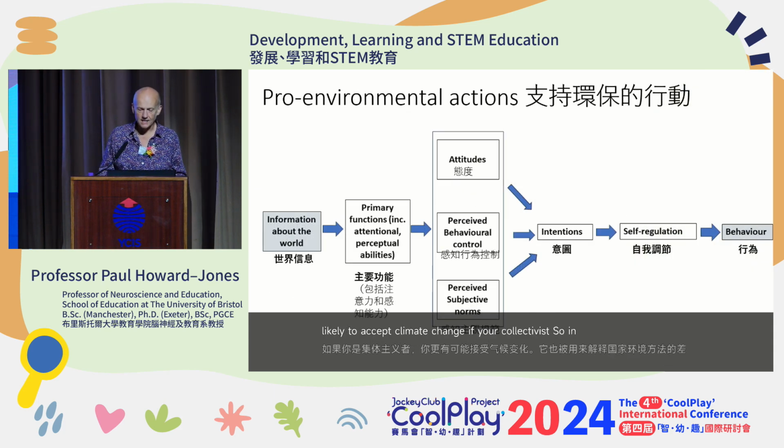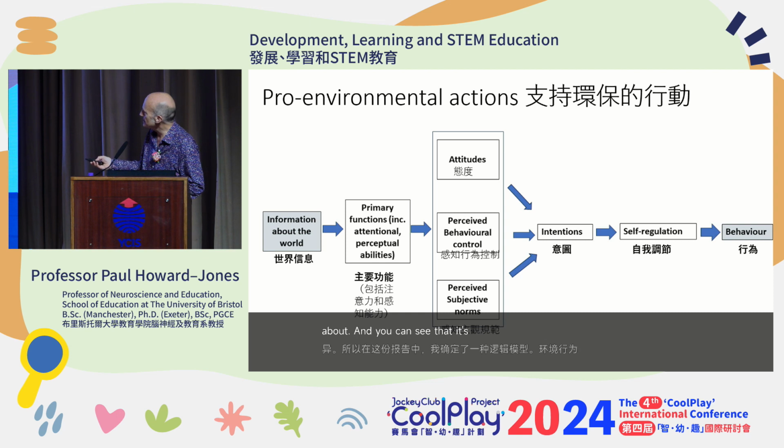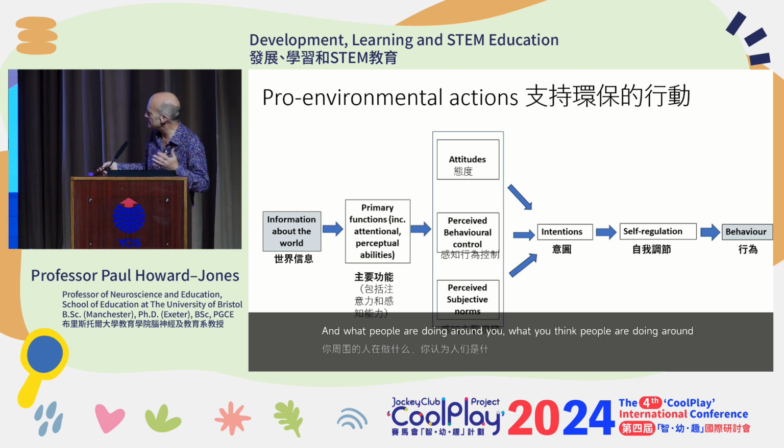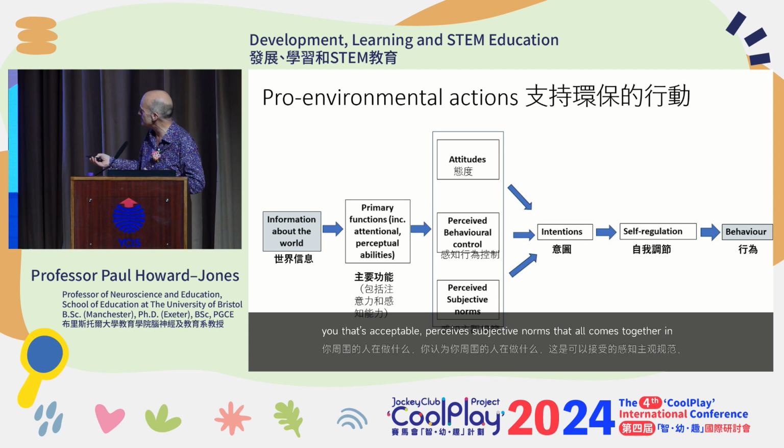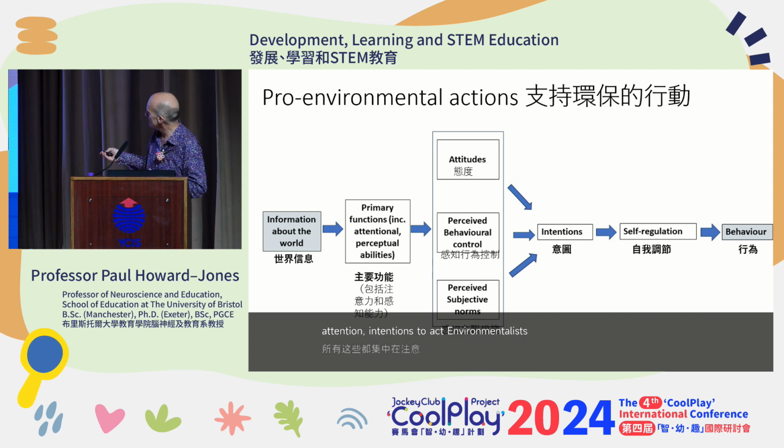So in this report, I identified a sort of logic model of how environmental behaviour comes about. And you can see that it's essentially, after the development of those primary attentional abilities, looking, seeing, hearing, a combination of attitudes, perceived behavioural control, how confident you are you can carry out actions, and what you think people are doing around you that's acceptable, perceived subjective norms. That all comes together in terms of intentions to act environmentally, but self-regulation can still decide whether you actually do it or not.